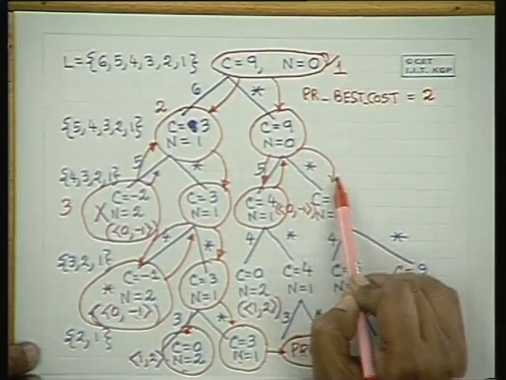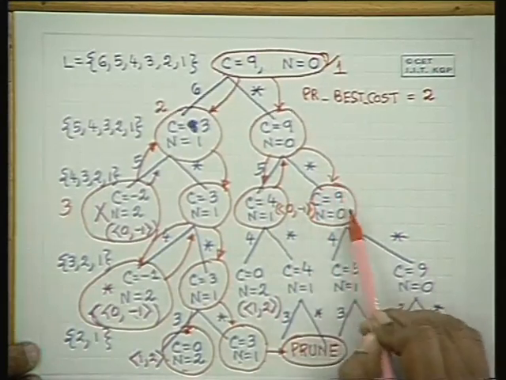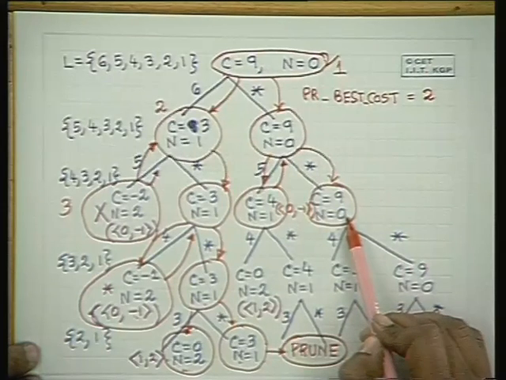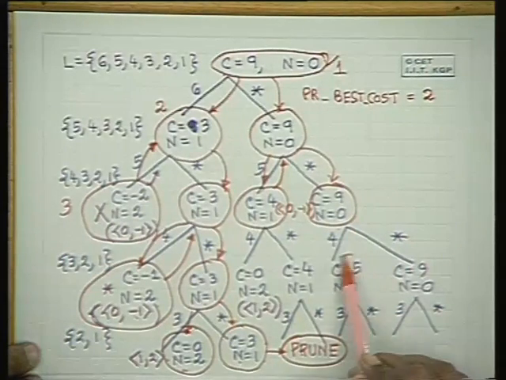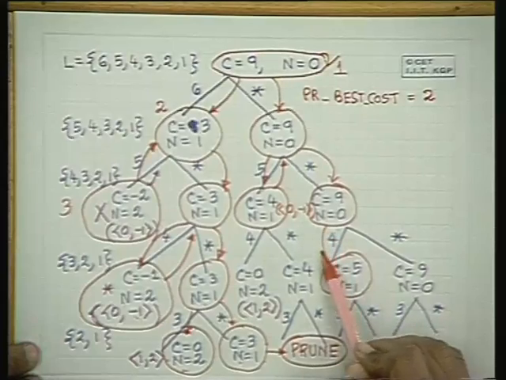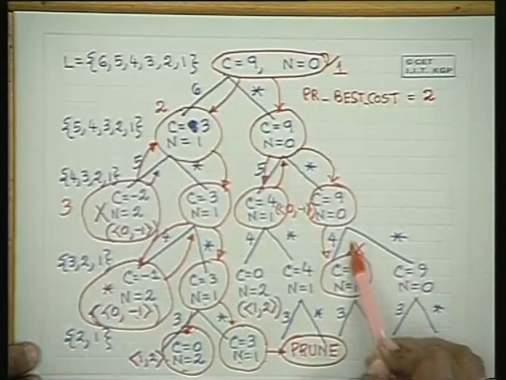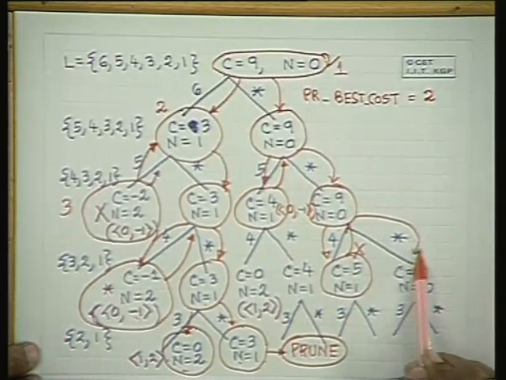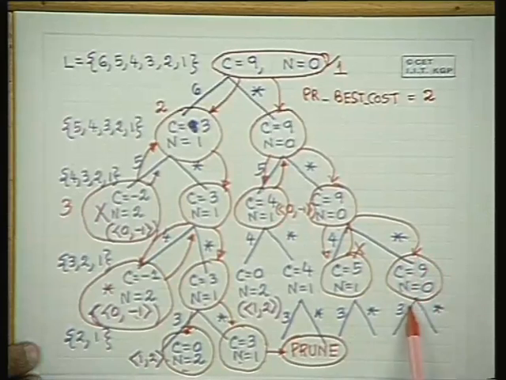So now I'll come here. Once I come here again I cannot prune because n plus 1 is 1. But once I come here, I will prune, get back, I'll come here and again continue.